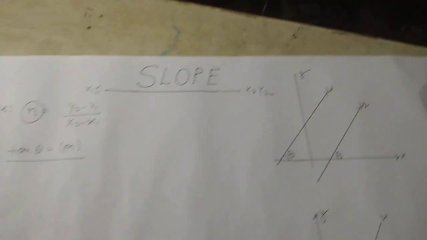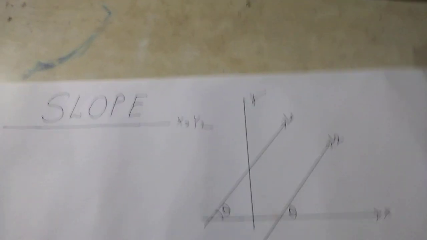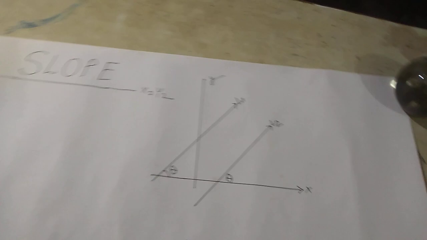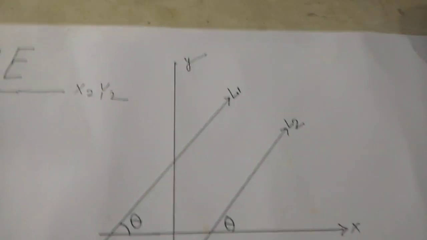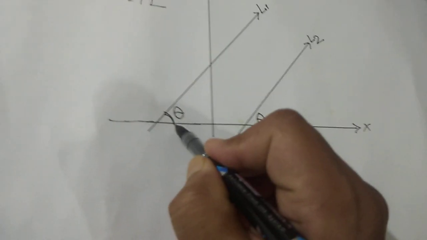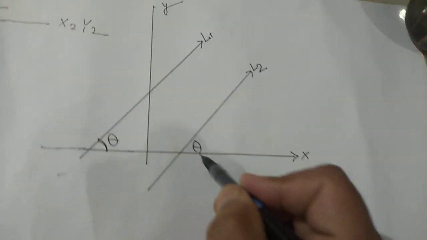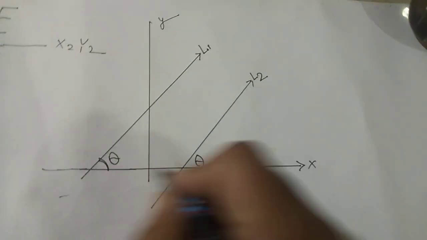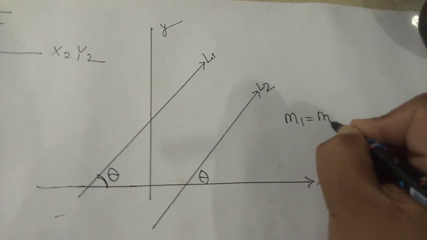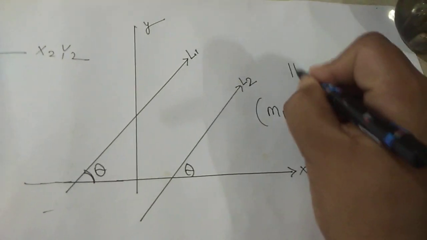Now there are two conditions in coordinate geometry, and a very frequently asked question is related to them: when lines are parallel and perpendicular. If lines are parallel, suppose this is shown on the x-axis and y-axis, this is my parallel line, this is also theta with the x-axis. It means they have equal slopes. So we can say m1 is equal to m2 for parallel lines.